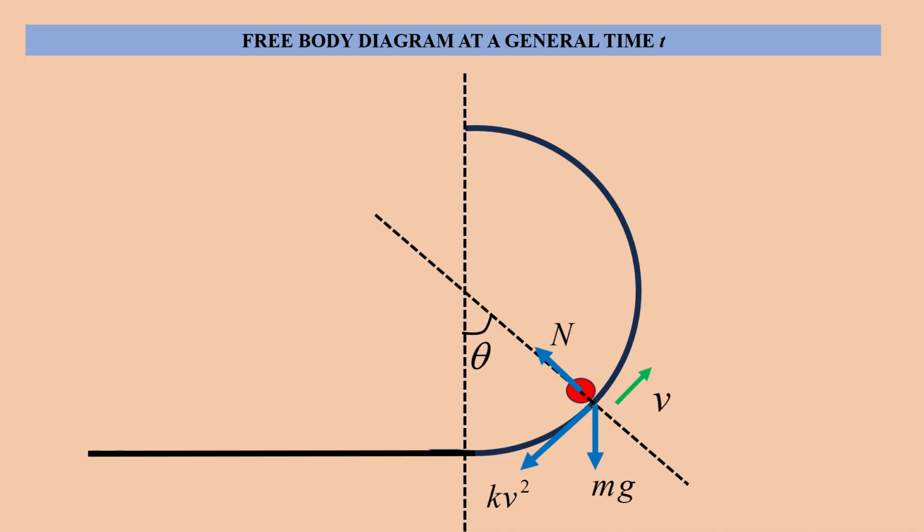At this position, we have to identify various force vectors acting on the particle and represent them pictorially. This pictorial representation will be called the free body diagram, or the FBD. In our case, three forces act on the particle at the general position. They are shown: the normal reaction from the surface, the particle's weight, and the air resistance force following the quadratic law.